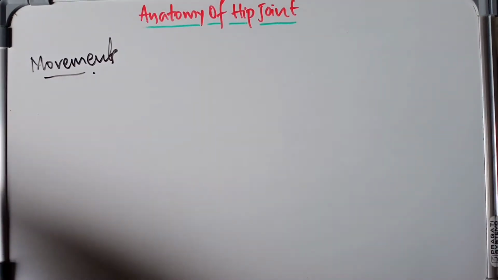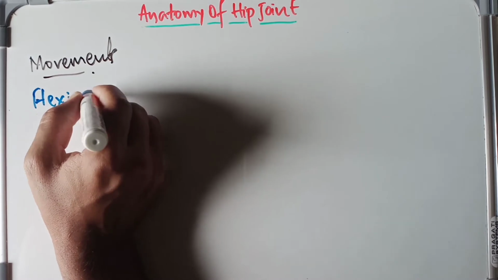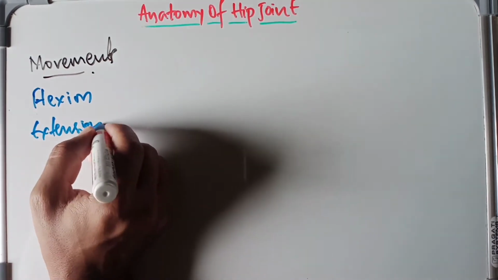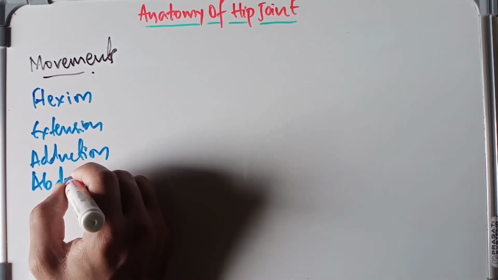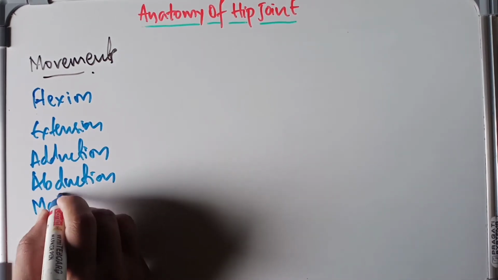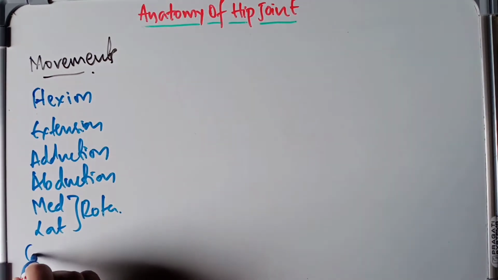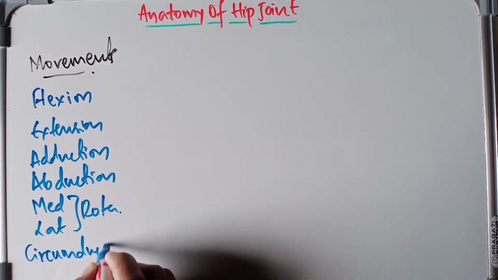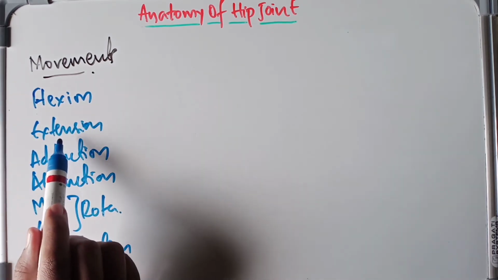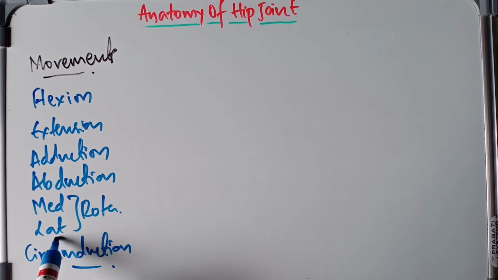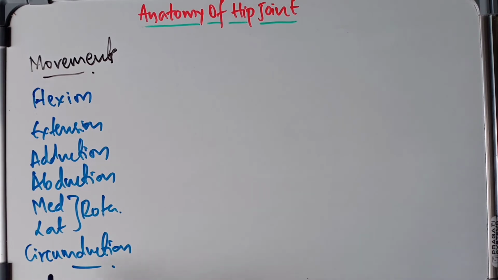So we will discuss the movements of the hip joint. What are the different movements that the hip joint can produce? The hip joint is able to undergo flexion, extension, adduction, abduction, and also medial rotation as well as lateral rotation, and following all these movements it can also undergo circumduction, which is the sum of all these movements. So you need to know the meaning of all of these movements.